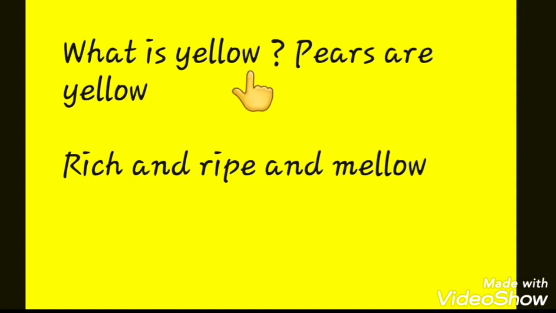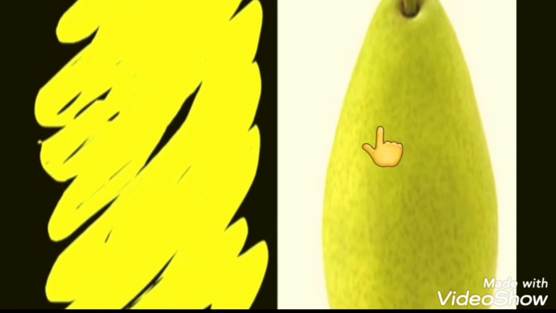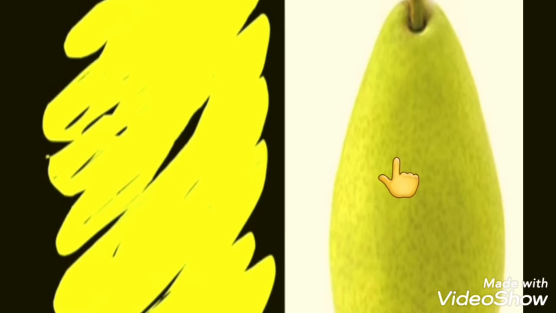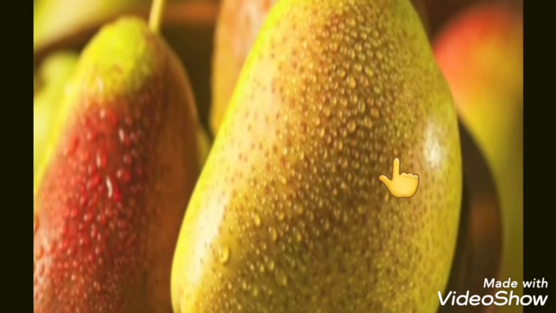What is yellow? Pears are yellow, rich and ripe and mellow. Now here the poet is giving another example of a yellow color. She is giving the example of pears. Now the fruit pear she described is very rich and mellow. Mellow means that these pears look very juicy and sweet and yummy. Now here the word mellow means sweet sounding. Next line.